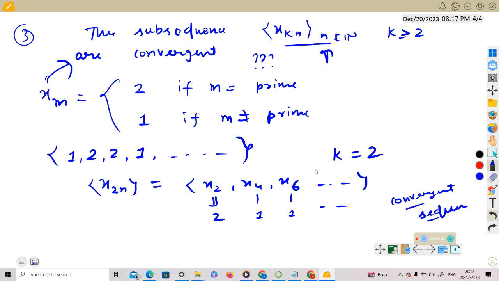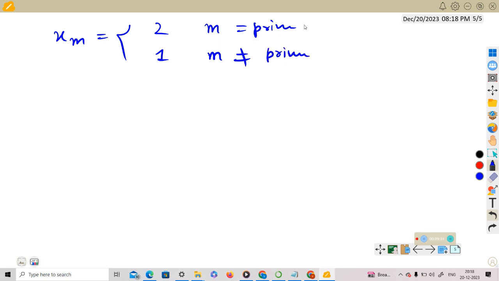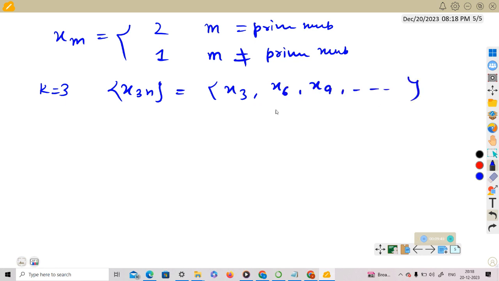Okay, so let us take one more example. Let me rewrite the sequence as x_m is 2 if m is a prime number, 1 if m is not a prime number, of course. So let k equal 3. Then x_3n, how does it look like? It looks like x_3, x_6, x_9, and so on. So how does this sequence look like? This will be 2 because 3 is a prime, this will be 1, this will be 1, this is 1. Again, this is convergent.